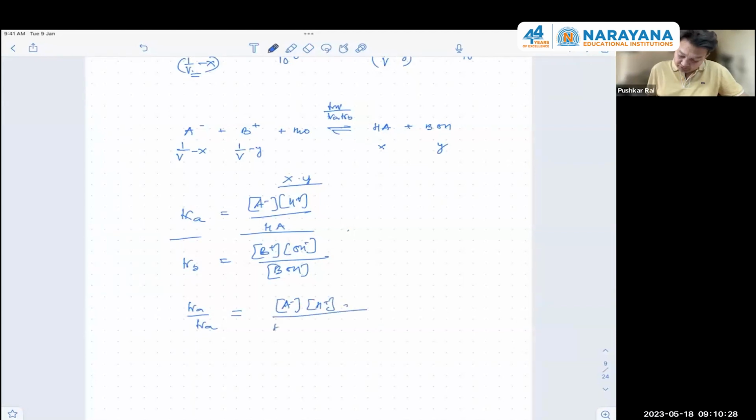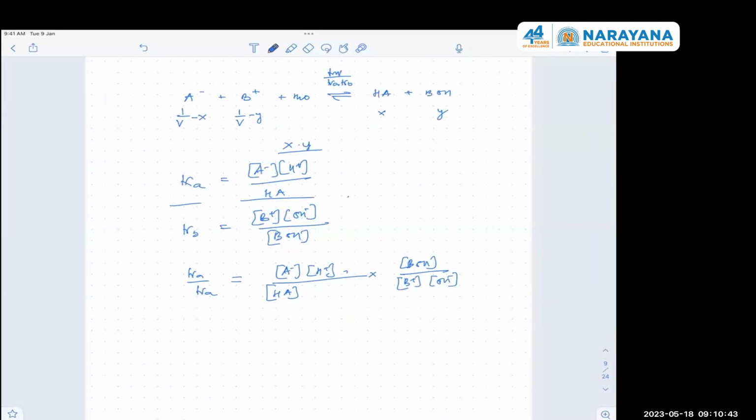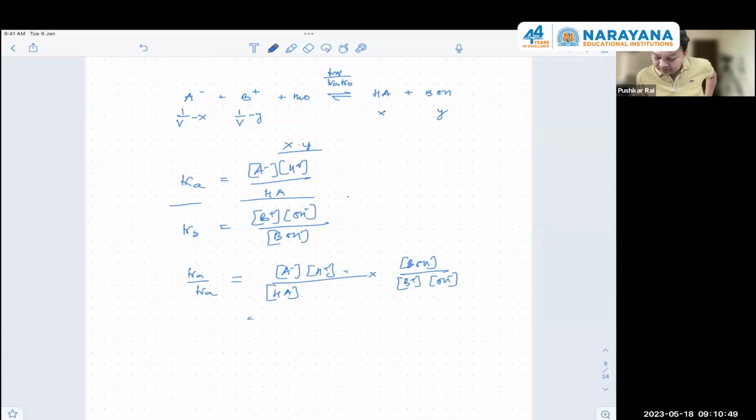So what are we going to get? HA into BOH divided by B positive into OH negative. So from this, what are you going to get? We already know the values of A negative, H plus, and OH negative. We know A negative, we know B positive.